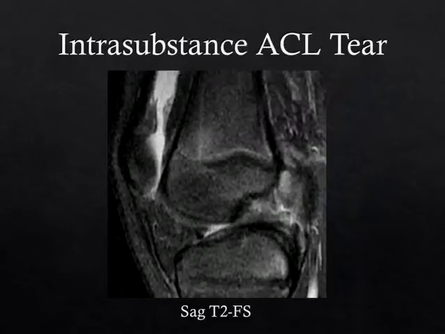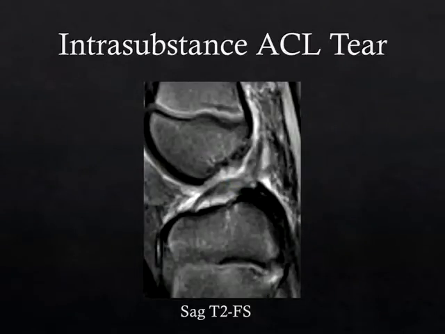Intrasubstance ACL tears in kids are diagnosed exactly the same way as they are in adults. So you're looking for fluid signal in the ACL, or thickening and irregularity of the ACL, or absence of an ACL where an ACL should be, as in this, I think, 9-year-old soccer player. Here's another example, 9-year-old boy with an intrasubstance ACL tear.